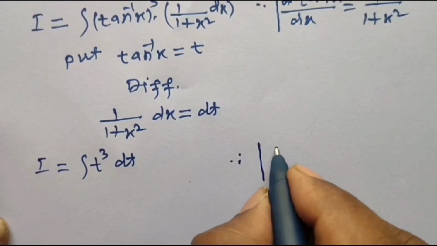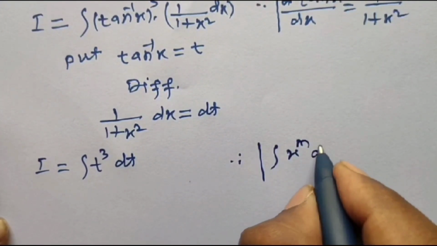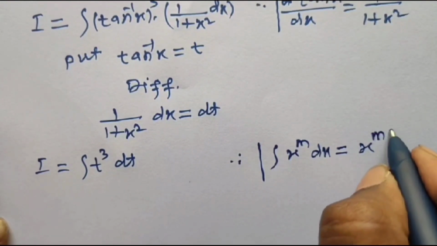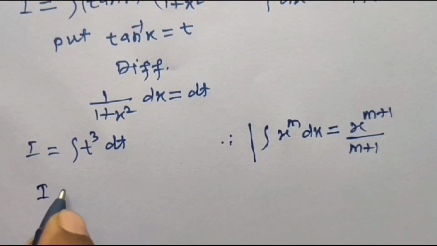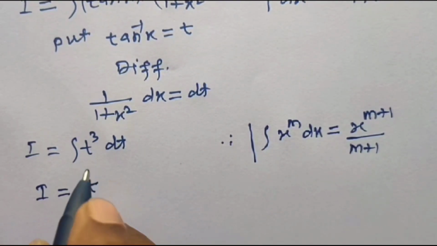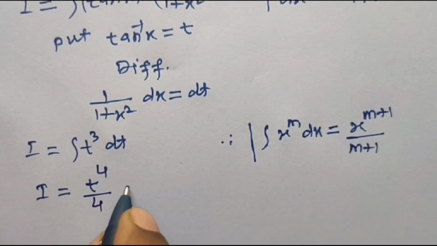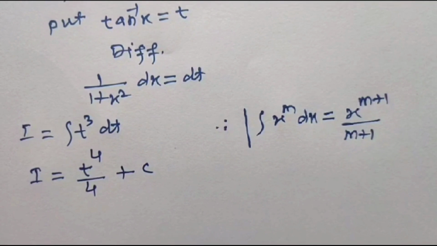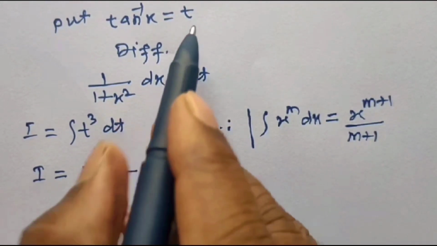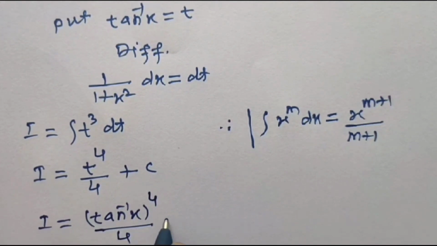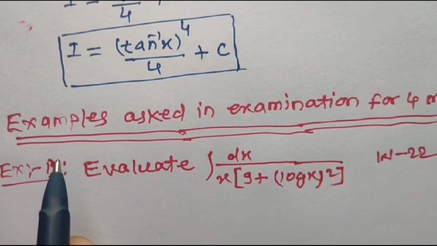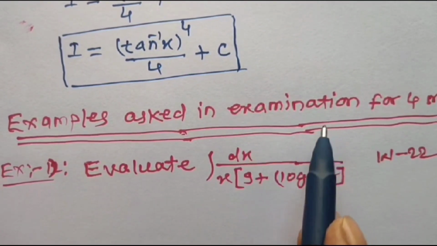Now you know the integral of x to the power m with respect to x is equal to x to the power m plus 1 divided by m plus 1. Applying this formula, we can write I is equal to t to the power 3 plus 1, that is 4, divided by 4, plus integral constant c. But we want the old variable x, so replacing t by tan inverse x, I is equal to tan inverse x to the fourth power divided by 4 plus integral constant c, and this is the answer. Now we are going to solve problems which are asked in examinations for 4 marks.